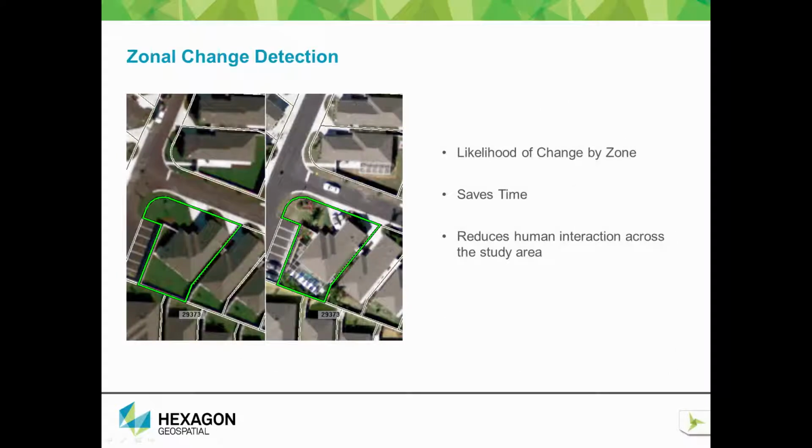The ERDAS IMAGINE semi-automated zonal change detection tools save time by calculating the likelihood of change within defined zones. The likelihood values indicate how likely the zone has undergone change: very likely, not very likely, or somewhere in the middle. Using the calculated change likelihood values as a guide reduces the human interaction time across the entirety of the area while maintaining accurate and valuable results.